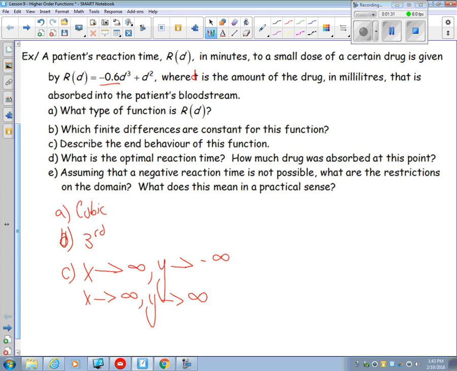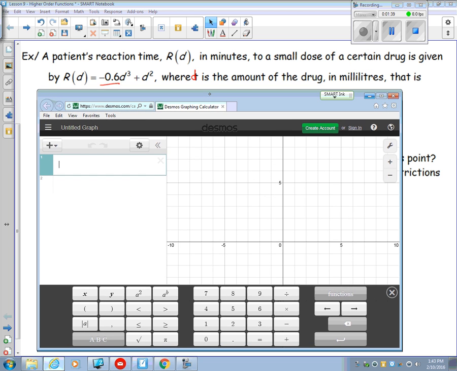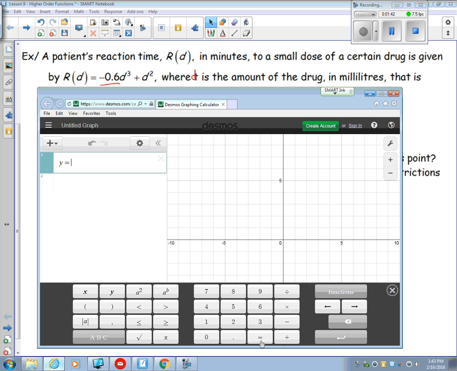Part D, what's the optimal reaction time? Well, now that's not something we can look at and figure out. Here's where my technology is going to come in helpful. So let's put this equation in. We're going to go back to y equals. Even though it's got r's and d's, we know these should be y's and x's for our technology's sake. So negative 0.6, make that an x. It's the power of, so we need the a to the b this time. This one right here is your exponent button. And just so you know, power of 3 plus x, and we want to square it. There's my nice parabola, or sorry, cubic.